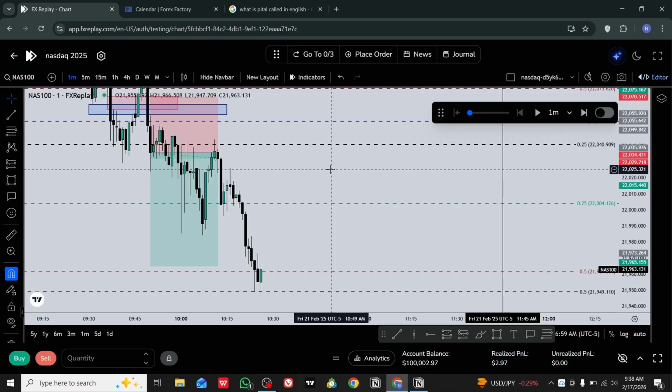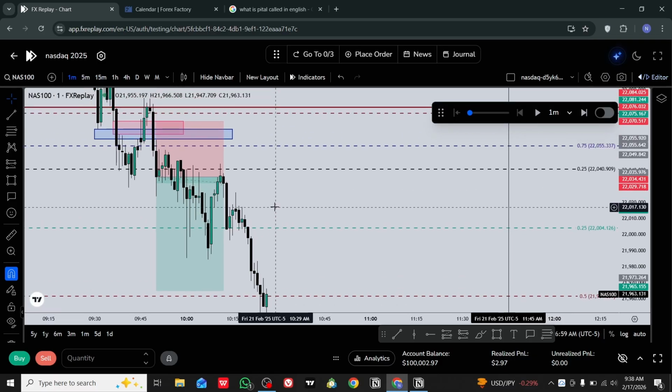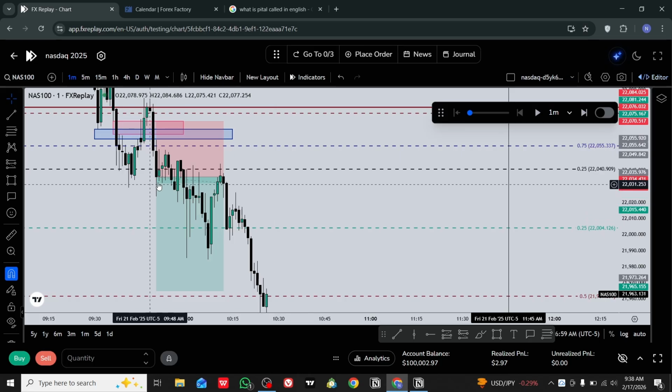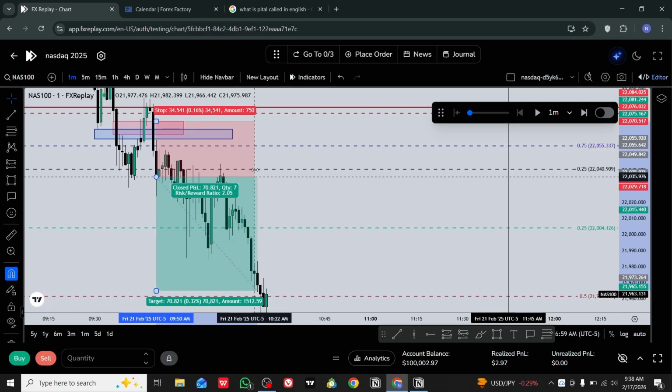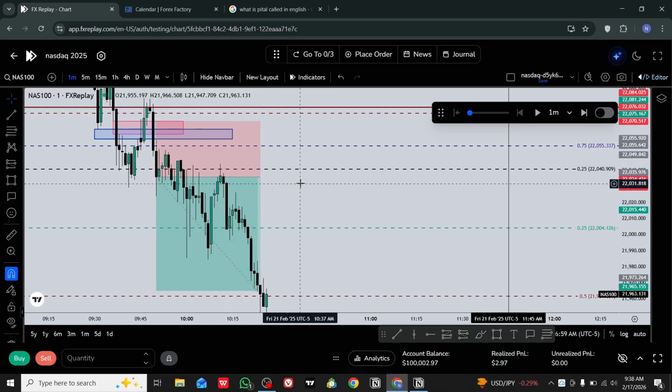So I think I'm making some mistake with the stop loss, because it's been several times that I get break even and then the TP hit.